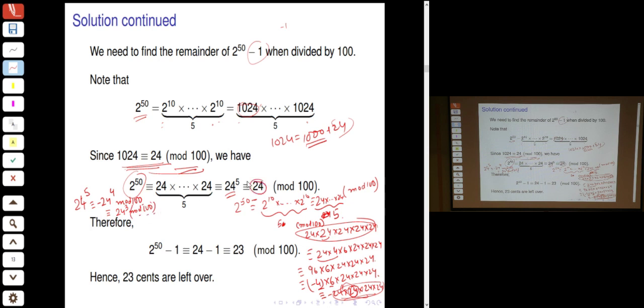So, without doing any real calculation, you have calculated what 2 to the 50 is mod 100, just by playing with the properties of congruences. So, ultimately you want 2 to the 50 minus 1 mod 100. So, 2 to the 50 is 24. So, this is 24 minus 1 mod 100, which is 23.